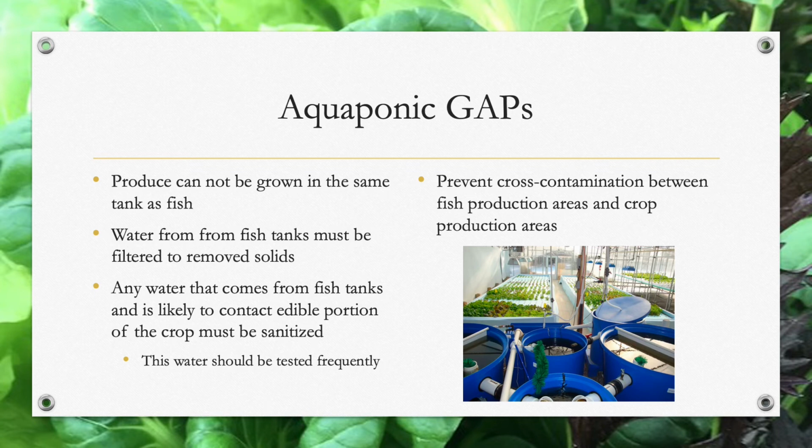Since fish are cold-blooded, their feces cannot harbor human pathogens. However, there is a way for water to become contaminated through other means. So, again, testing if there's going to be any contact with the edible portion of the crop. And then you should have some sort of policy that prevents cross-contamination between fish production areas and crop production areas. Basically, a flow of traffic. If you've just worked with fish or harvested fish, what do you have to do to prevent cross-contamination with your vegetable product?